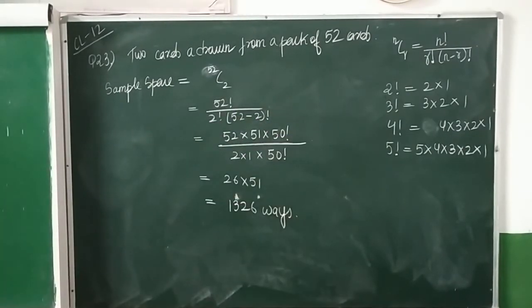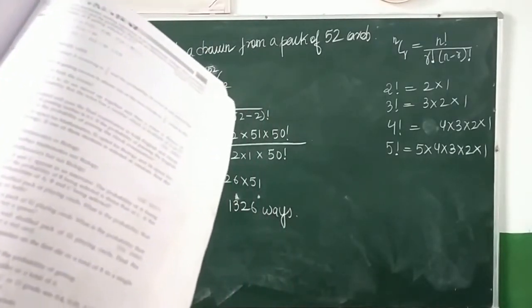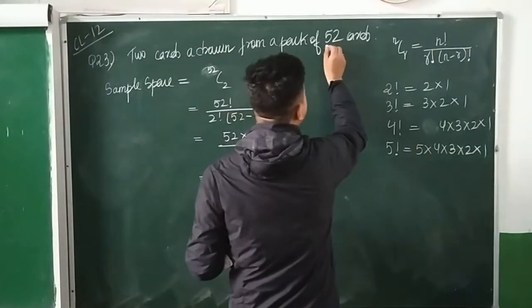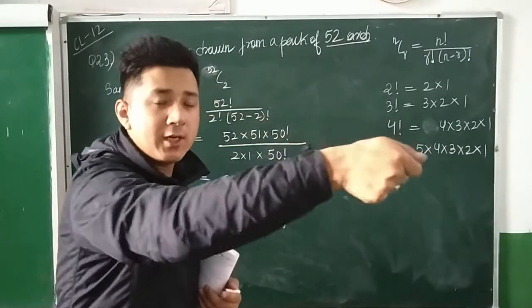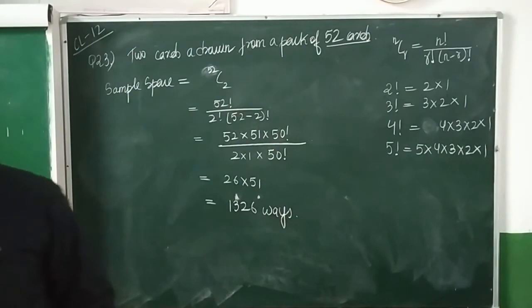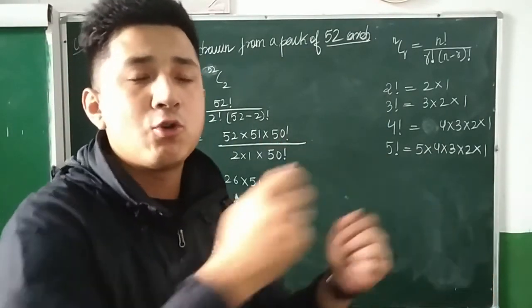Now let's read the question. The question says 2 cards are drawn at random from a pack of 52 playing cards. 2 cards are drawn. Are you understanding my point? From 52 playing cards, I am drawing 2 cards at a time. So out of 52 playing cards, when I am drawing 2 cards at a time, how many different combinations can I draw?